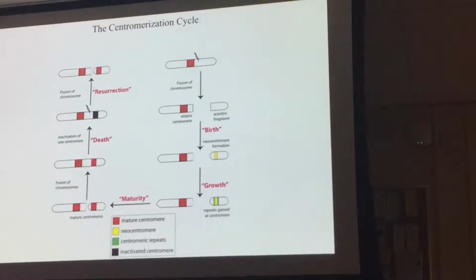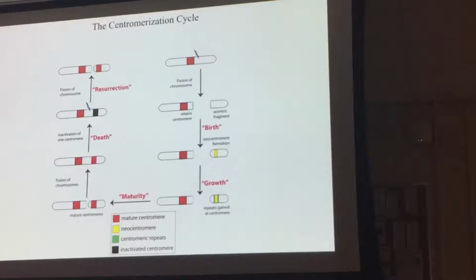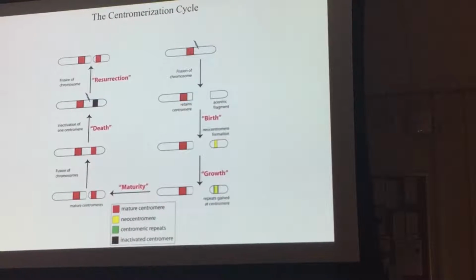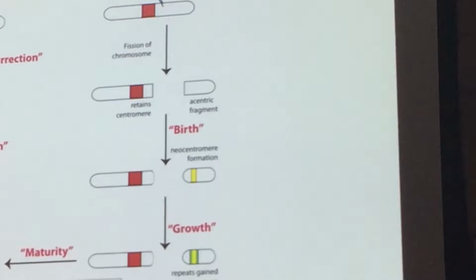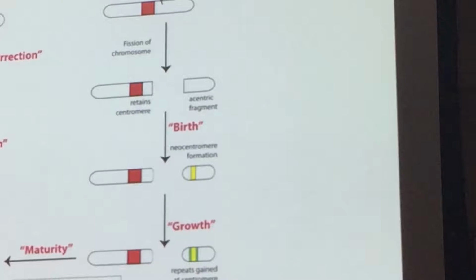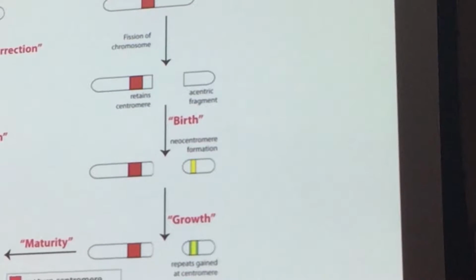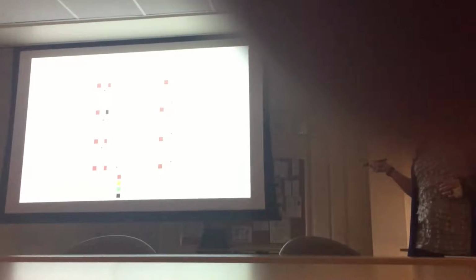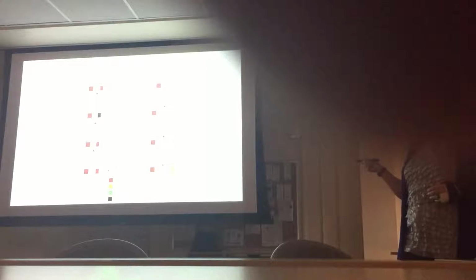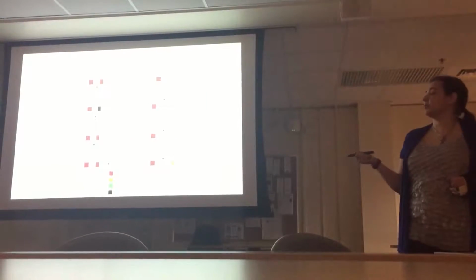And for this fragment to be retained in cells, it has a new centromere form, and those are called a neocentromere. This fragment does not contain repetitive sequence at that centromere because it is a new centromere. As time goes on, these neocentromeres gain centromeric repeats, and they become mature centromeres. So this process is called the maturing of the centromere.